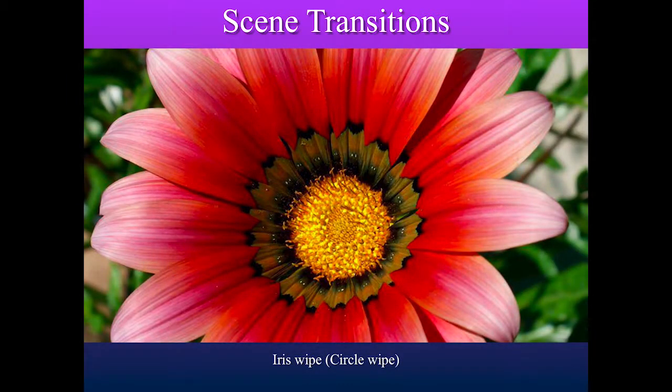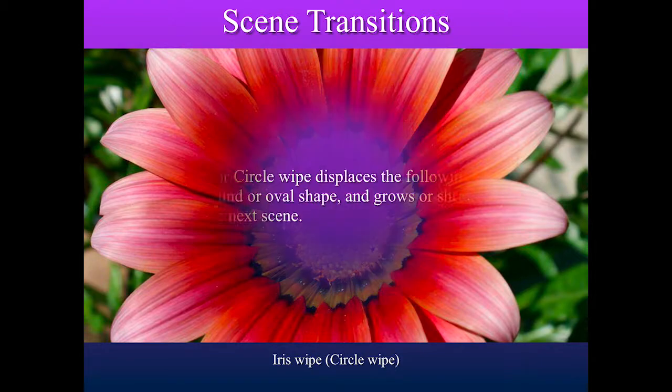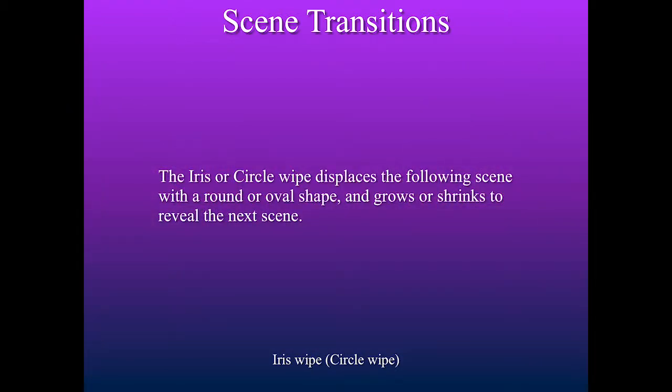The iris wipe, or circle wipe. The iris or circle wipe displaces the following scene with a round or oval shape and grows or shrinks to reveal the next scene.